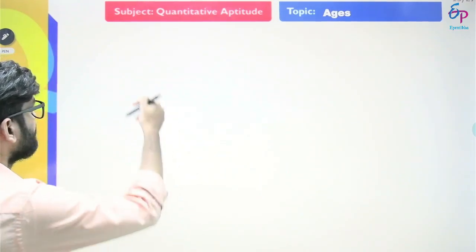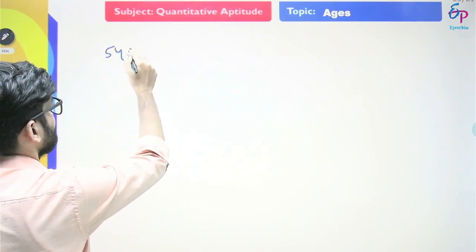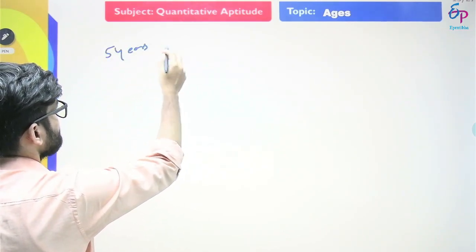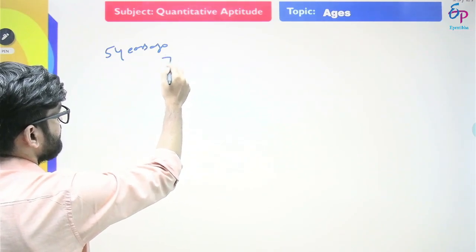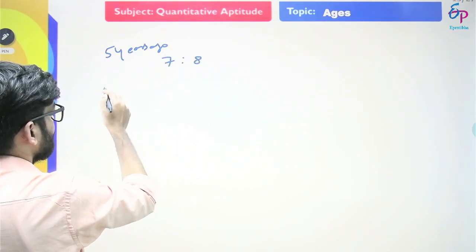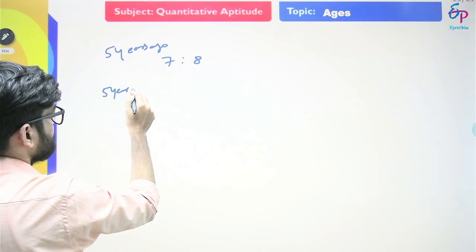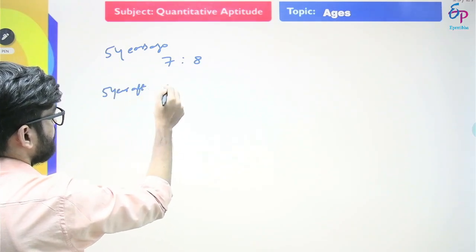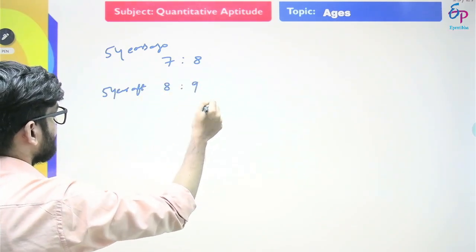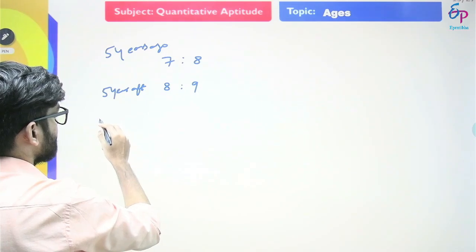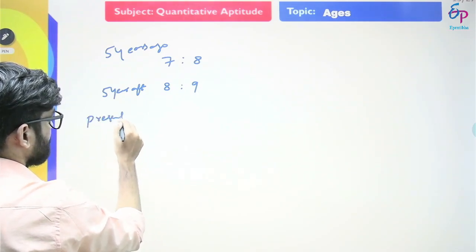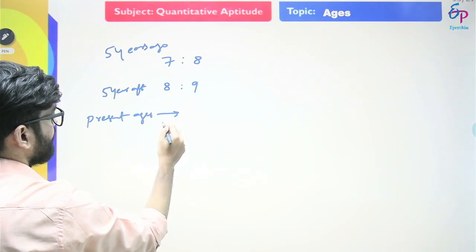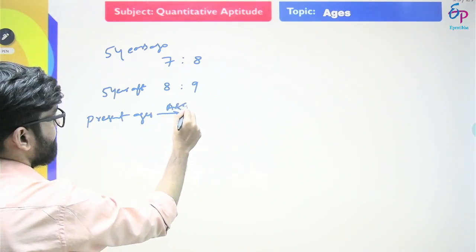We'll see one more. 5 years ago, the ratio of A and B, suppose this is 7:8. But 5 years after, the ratio is 8:9. What are the present ages? I am asking of A and B. What will you take?